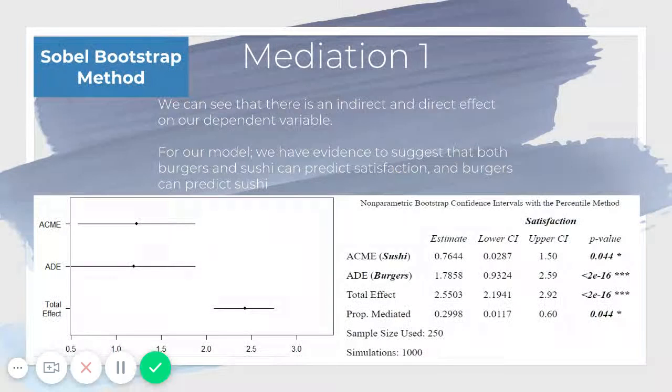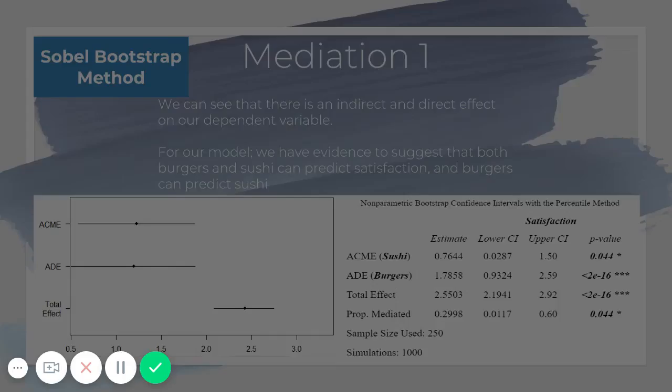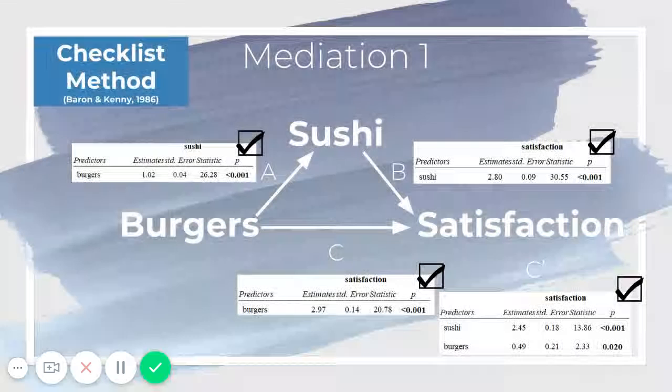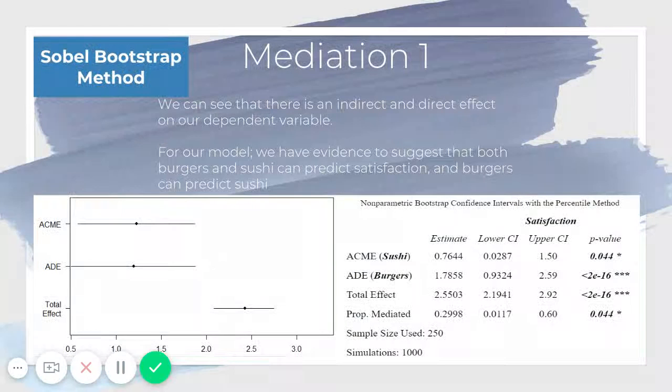Next, we use the Sobel bootstrap method, slightly different, testing all of the things in one model instead of individually each time. So we see the indirect effect, which is the ACME, and the ADE, which is the direct effect. That is similar to here, the direct effect being burgers to satisfaction, and the indirect effect being burgers to sushi to satisfaction.